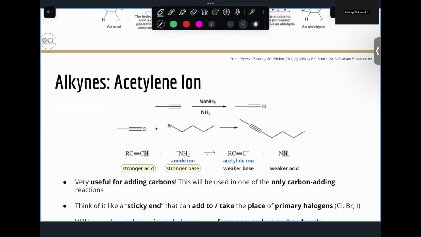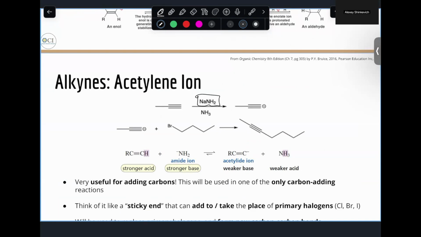This is a very important reaction. It's the only reaction you'll learn in Orgo that can add carbons. Before, we've never added carbons. Most of those reactions just add different functional groups: OHs, bromines, halogens. This one adds carbons. And the first thing you use is NaNH2.